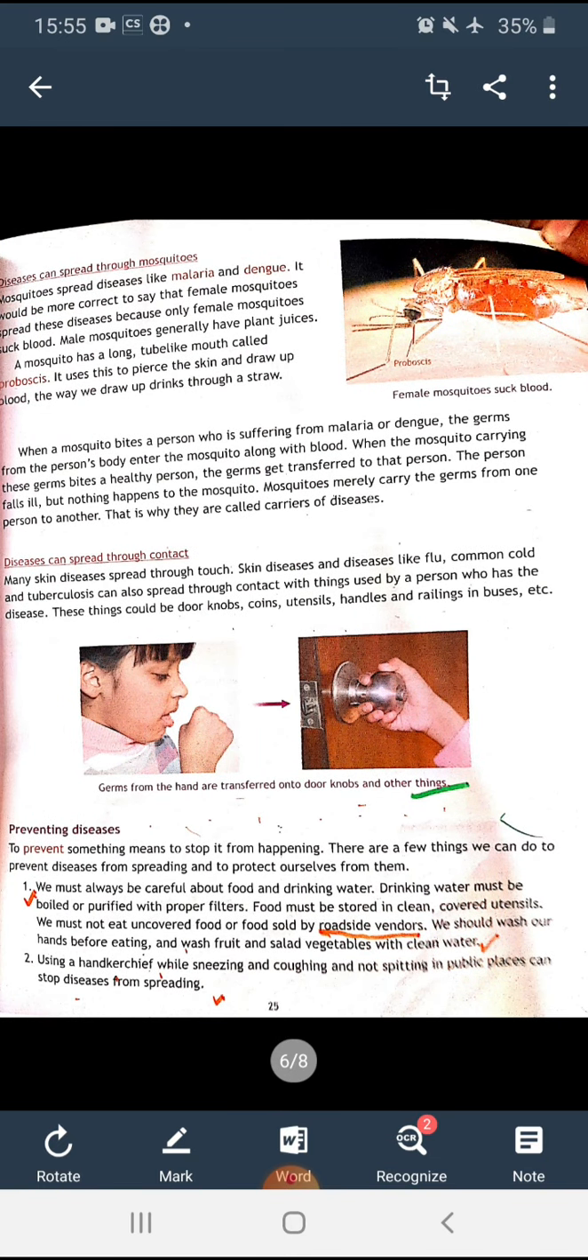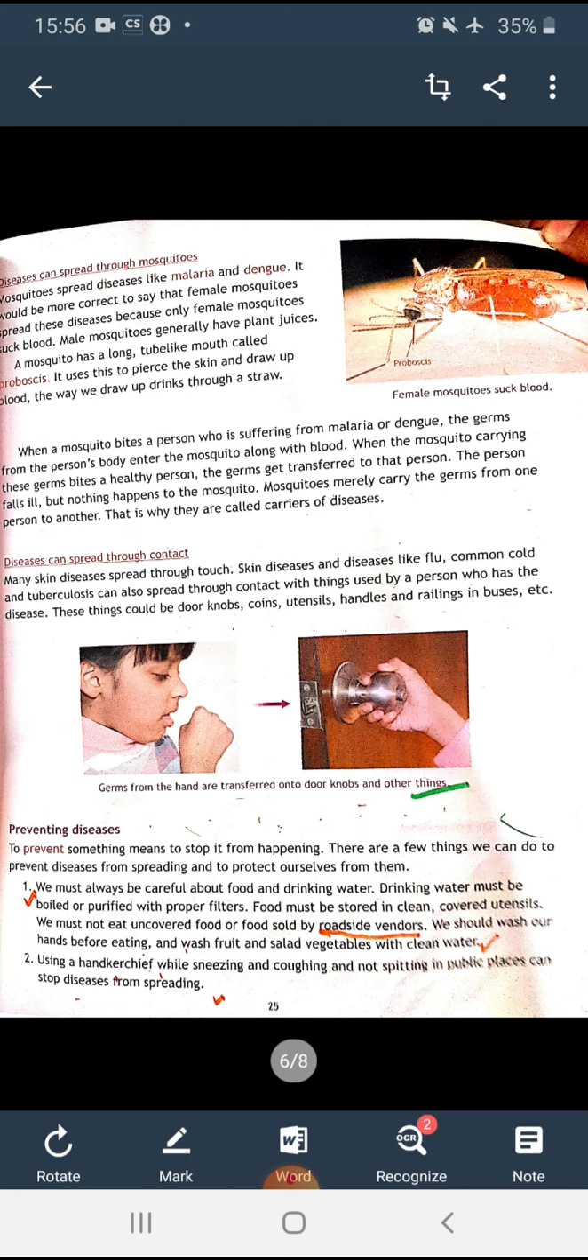And diseases can spread through mosquitoes also. Mosquitoes spread diseases like malaria and dengue. Right? Female mosquitoes spread these diseases because only female mosquitoes suck blood. Male mosquitoes generally feed on plant juices. So in this way, diseases can spread through mosquitoes. Diseases also spread through contact, when a sick person comes into contact with a healthy person, and through contact with the things used by the person who has the disease. These things could be doorknobs, coins, utensils, handles and railings, etc.